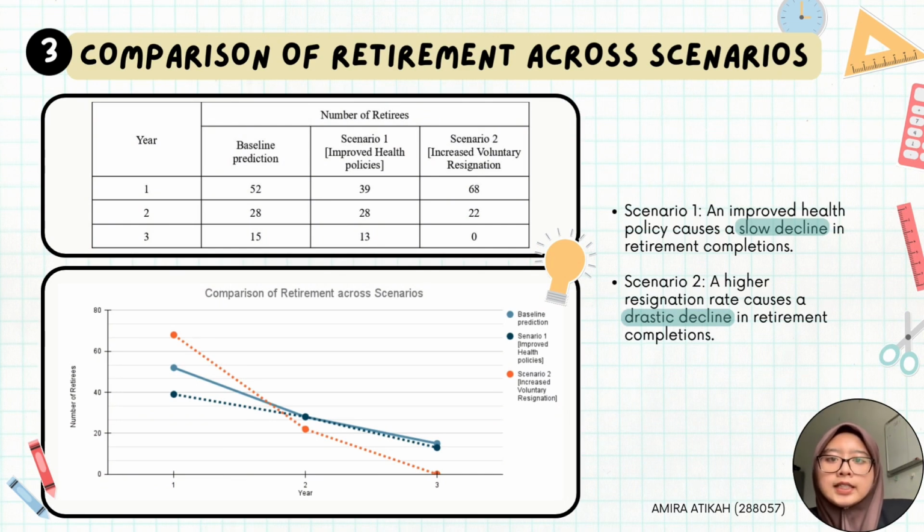In summary, the line graph highlights this pattern, showing Scenario 2 with the steepest decline in retirement. Such comparative analysis is crucial for designing workforce strategies, allowing organizations to adapt policies to achieve a balanced workforce composition and better manage retirement trends.